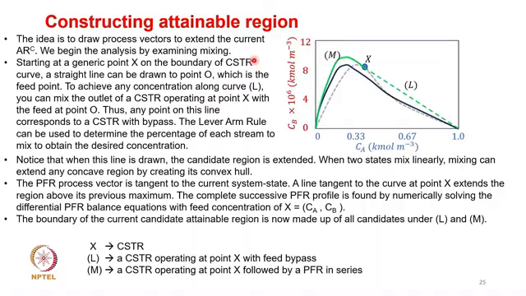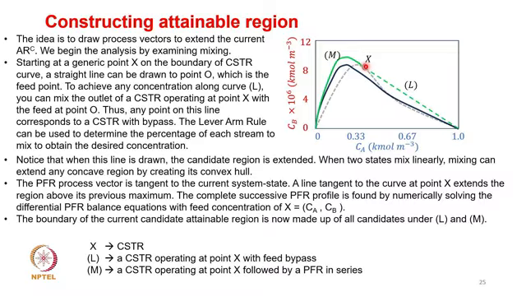Okay, so the idea here is to draw a process vector to extend the current attainable region. What was the previous attainable region? The previous attainable region was just a union of points. Okay. So we are now looking at this by means of analysis, by means of looking at the mixing. So let's look at a point X.